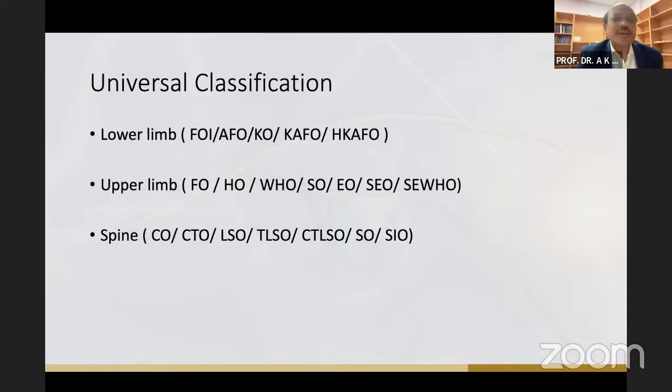So that is a universal classification. If you write this, everyone anywhere in the world can understand whatever you want to mean. Similarly, in the upper limb, it may be a finger orthosis, like the mallet finger orthosis. It is a finger orthosis. Hand orthosis, okay, it may be considered only the hand. It may be a wrist hand orthosis. Wrist hand, that means it encompasses the wrist joint also.